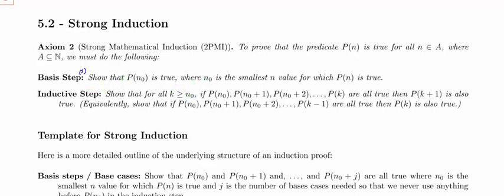The distinguishing feature is that in our inductive step, we're going to show that for all k greater than or equal to n sub 0, if P of n sub 0, P of n sub 0 plus 1, n sub 0 plus 2, up through P of k are all true, then P of k plus 1 is also true. Or you can assume up through k minus 1 and then show P of k. But we're assuming not just the truth of P of k, but that P is true for all values up to and including k.